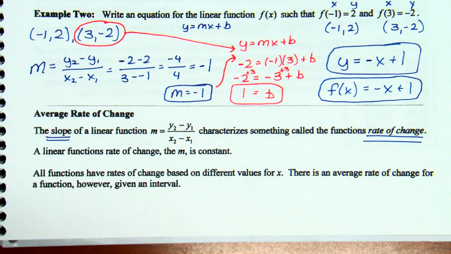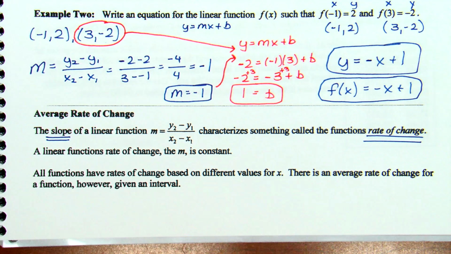Because as you look at a linear function, a line, that rate of change is constant because that rate of change of how you go up that line is not changing. Okay, you're not going around a curve, you're going up or down a line, and so that rate of change is constant. In other words, the slope. All functions have rate of changes based on different values for x. There is an average rate of change for a function, however, given an interval.